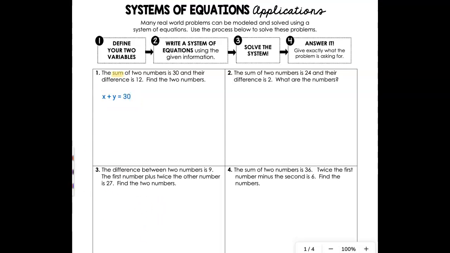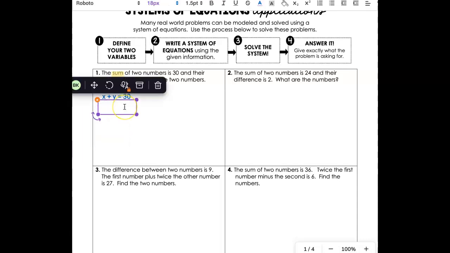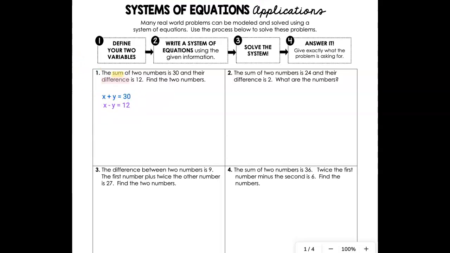And then the next thing it tells us is that their difference, so same 2 numbers, the difference, which we know is subtraction, is going to be 12. So then we're going to do x minus y equals 12. And then once you have your system set up, you can solve it using any method that you want.